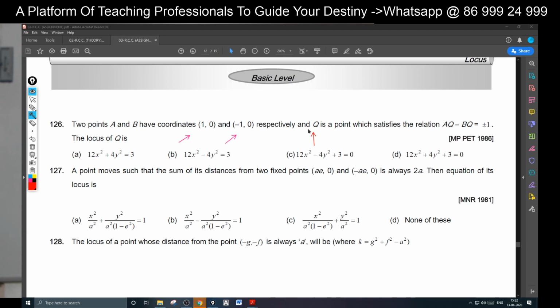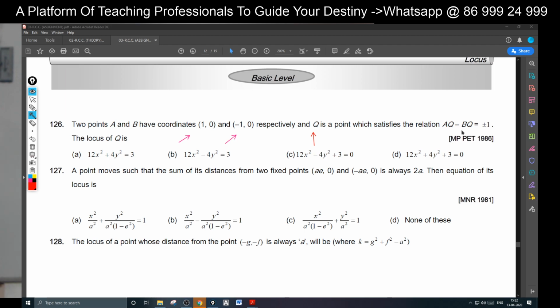Now what is the condition given? This Q, if you take this point, if it is given as A, it is given as B. Q is such that AQ minus BQ is always equal to plus or minus 1. This is what AQ minus BQ is equal to plus or minus 1. Understand this?